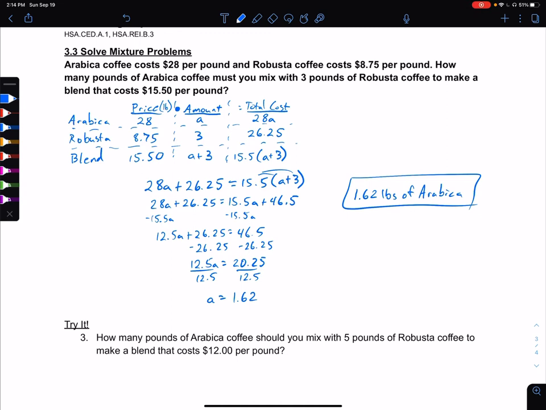Again, anytime you're doing mixture problems, charts and graphs are going to be your best friend. Set them up and use the charts to help you create the equations.